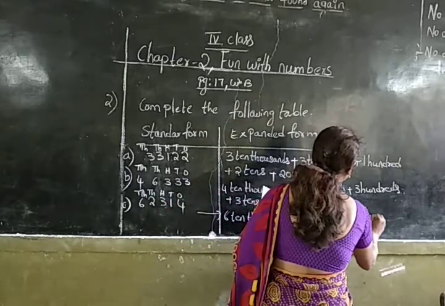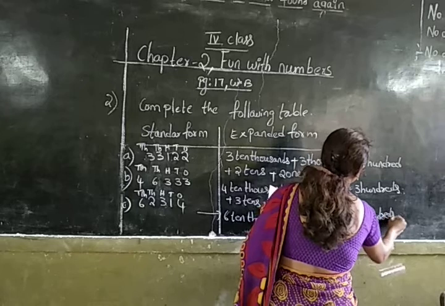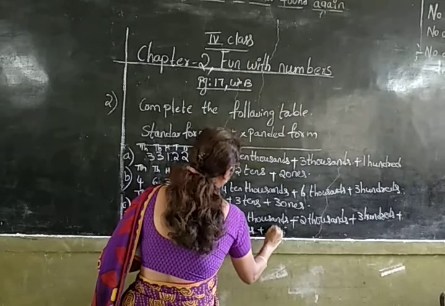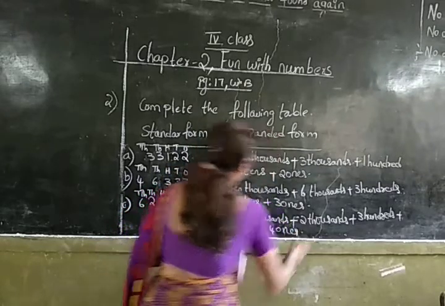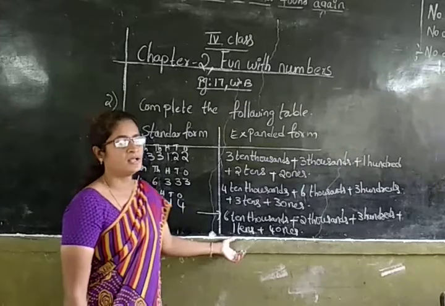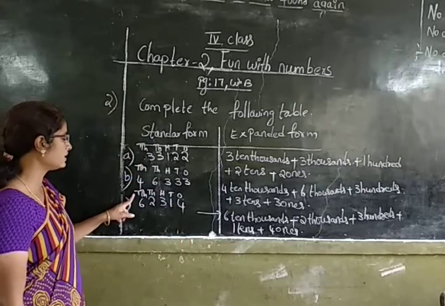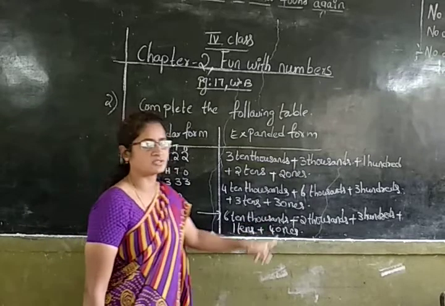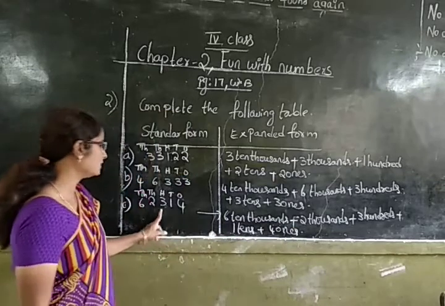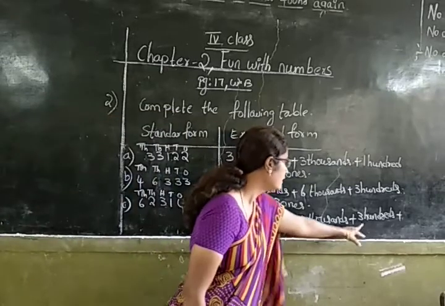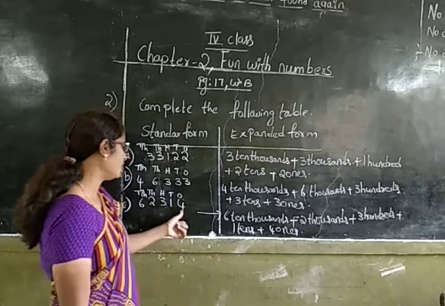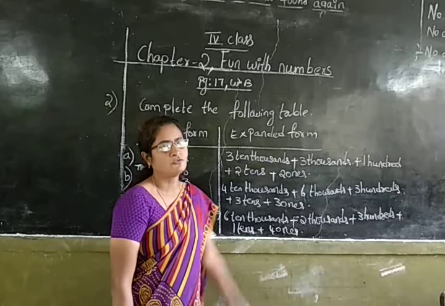300s, 10s and 4 ones. So what I have done, I have written the expanded form. Because standard form is given, I have written the expanded form. Here 6 is in 10,000s place, so I have written 6 10,000s. 2 is in thousands place, so I have written 2,000s. 3 is in hundreds place, so I have written 300s. 1 is in tens place, so I have written 10s. And 4 is in ones place, so I have written 4 ones.